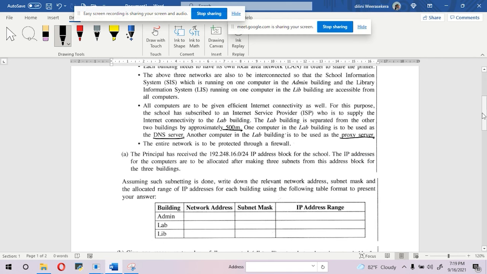Next, it says the principal has received an IP address block for the school. The IP addresses for the computers are to be allocated after making three subnets. We have three locations, so you have to create three subnets from this address block. Now you have to do some calculation. In order to fill the table they have given, we'll have to do some calculation. First of all, we'll see how to do this calculation.